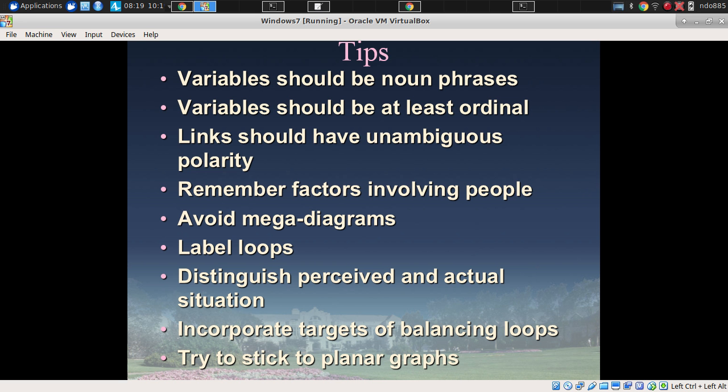Okay, so a few tips. Students often get thrown off by this: variables should be noun phrases. They're very commonly noun phrases. Variables should be directional. They should have a polarity associated with them. We can think of more and less, and therefore they should be at least ordinal. It becomes problematic if we have a variable that is simply a category. Men. Well, okay, I guess you could say there's more men or fewer men. But if you simply have a category there, it may not be clear what it means.